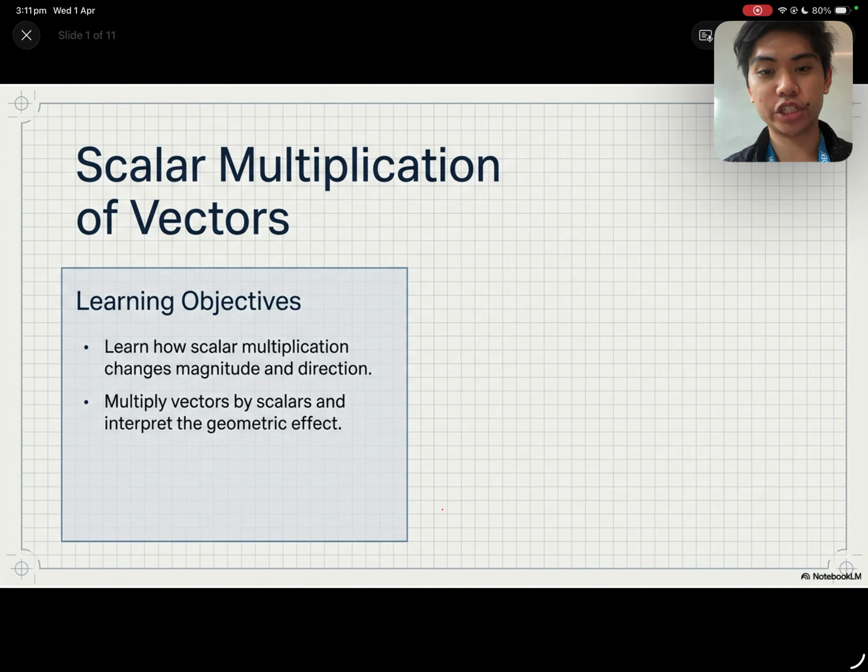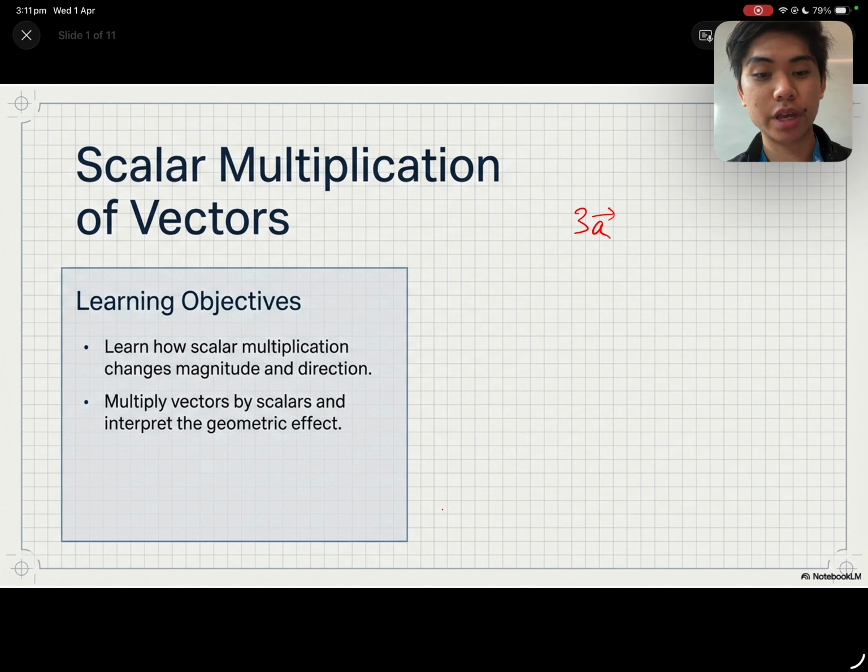Scalar multiplication of vectors is a key concept in vectors, and if you don't understand what it actually does, you'll struggle with direction, magnitude, and interpreting vector equations correctly. For example, many students see something like 3a and only multiply the numbers without understanding that the vector becomes 3 times longer while keeping the same direction.